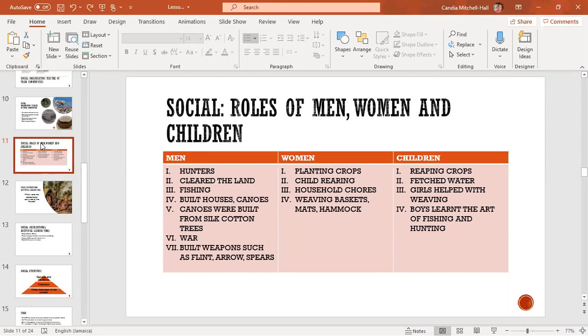The men also went to war, and they also built weapons. They built weapons from flint, that volcanic stone: arrows and spears. So those were some of the activities that the males did. The women in the society planted crops. While the men cleared the land, the females did the planting. They reared and took care of the children. They did all the household or domestic chores. They weaved the baskets, mats, and hammocks. Those were the roles of the women.